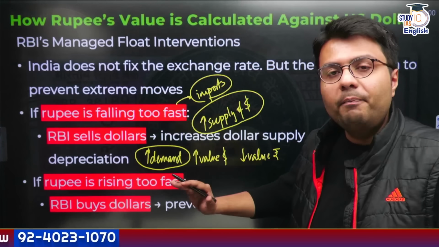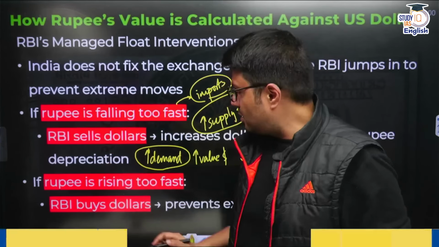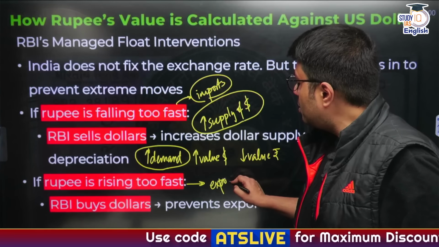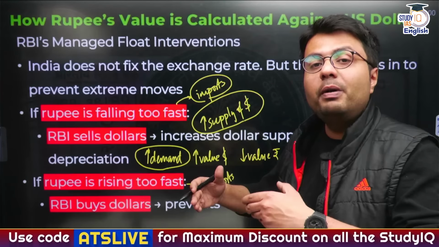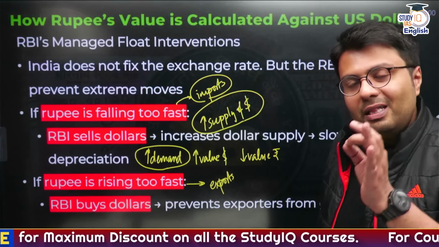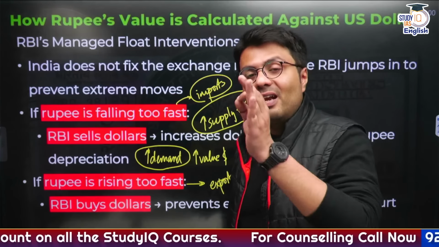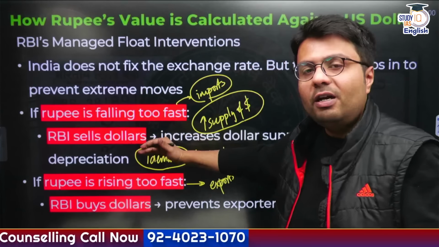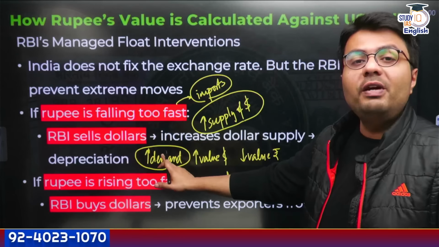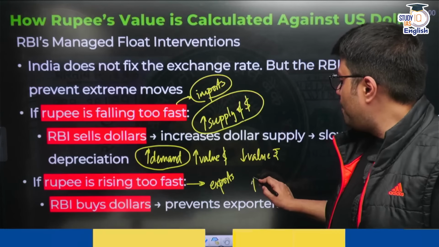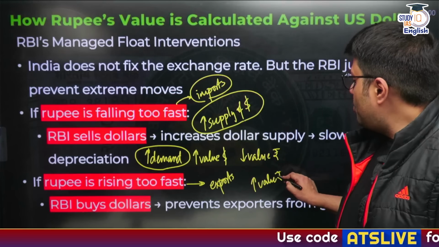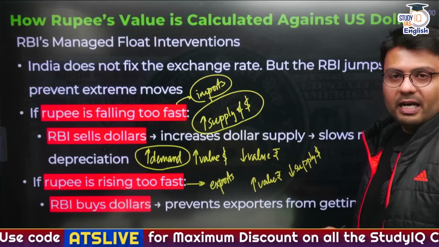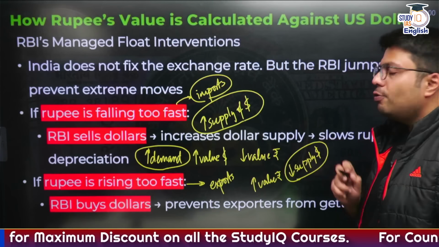Now the opposite happens when the rupee value is rising too fast. When rupee value is rising too fast, it is negative news for exporters of India because their exports become expensive in the foreign markets. So in case of excess rise in the value of rupee, RBI also decides to intervene. It intervenes in exactly the opposite way to how it was intervening before.